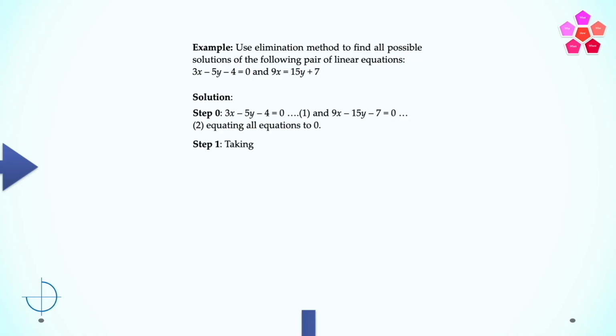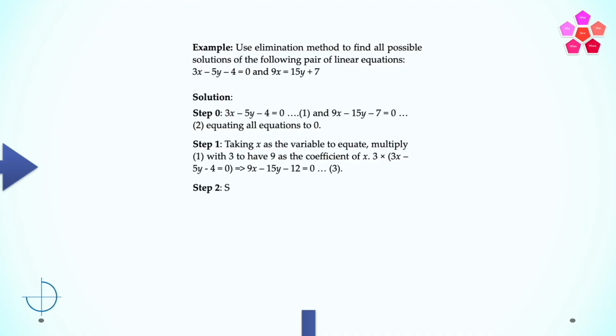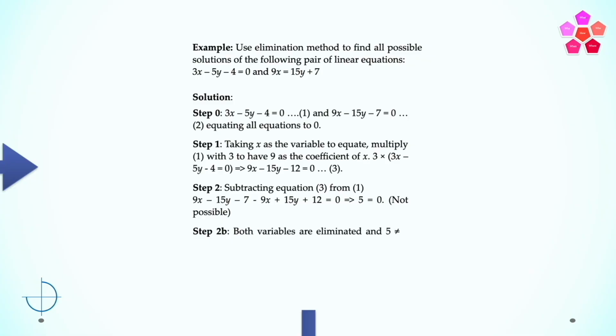Step 1 is taking x as the variable to equate, multiply 1 with 3 to have 9 as the coefficient of x, which implies that 9x minus 15y minus 12 is equal to 0. Subtracting equation 3 from 1, we get 9x minus 15y minus 7 minus 9x plus 15y plus 12 is equal to 0, which implies that 5 is equal to 0, which is certainly not possible. Here we start with step 2b, where both variables are eliminated and 5 is not equal to 0. This implies there are no solutions.